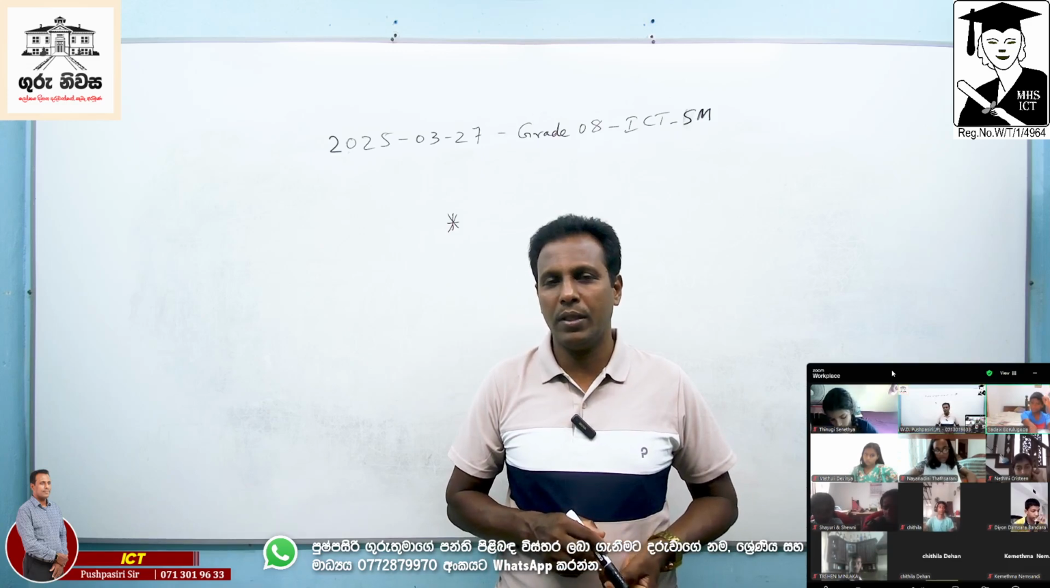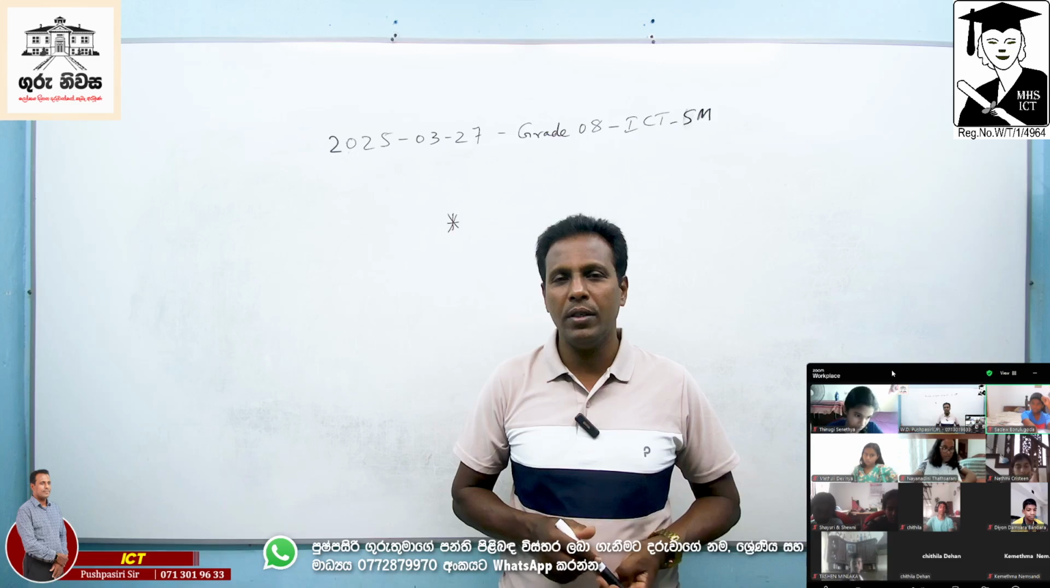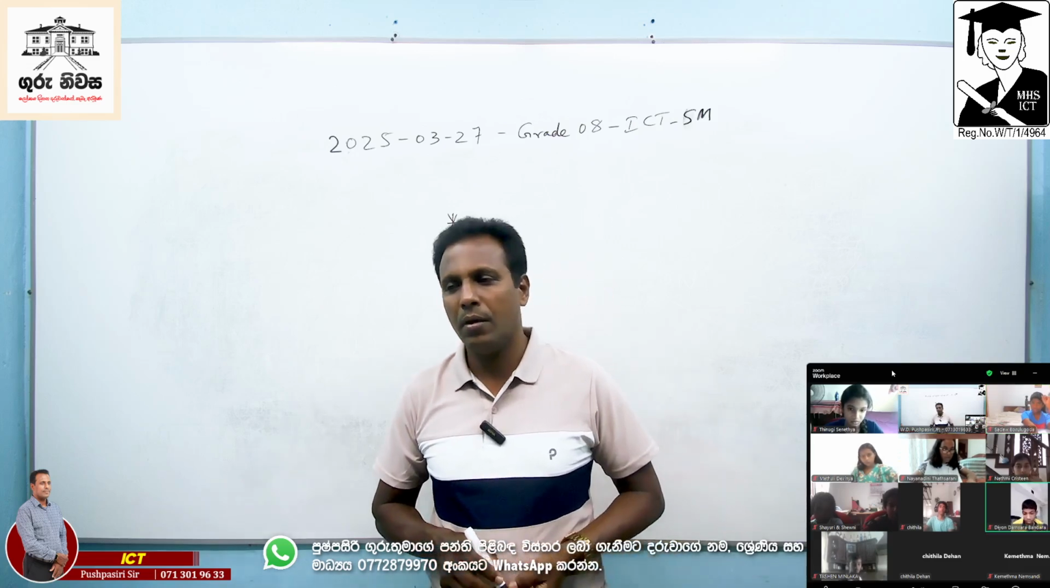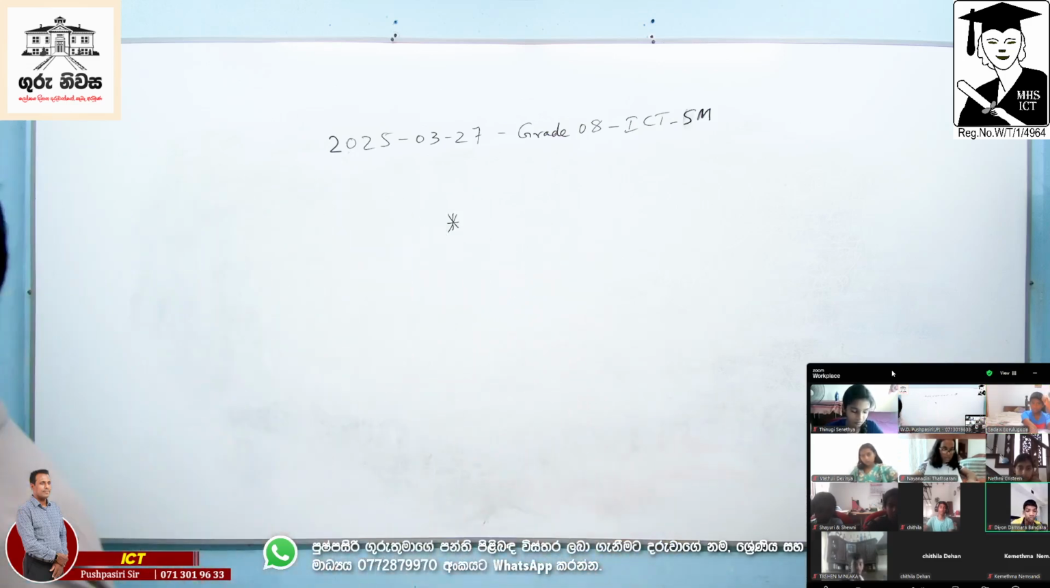So what are Windows? Windows. Very good. Mac OS, Mac OS. Very good. Mac OS, BlackBerry OS, BlackBerry OS, right? So these are called operating systems, right?